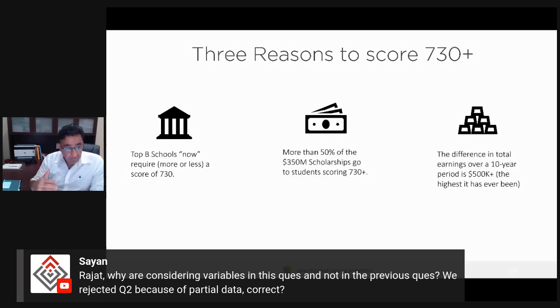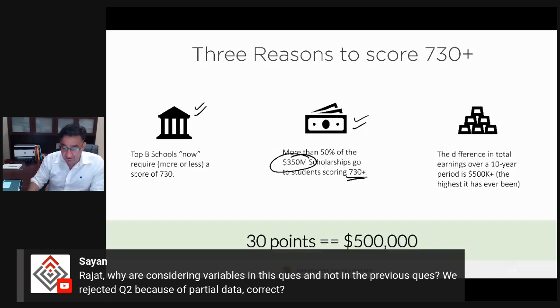So, this is something that we talk about. If you're taking the GMAT, make sure you get to that 730 or higher score. Why? Because top schools now need it. If you need a scholarship, which I'm sure most of you do, I had a full fellowship when I did my MBA. A good chunk of the 350 million that B schools offer goes to students who get to that 730 plus. And the third reason is the delta in total earnings.